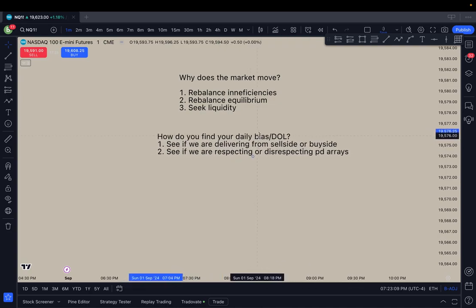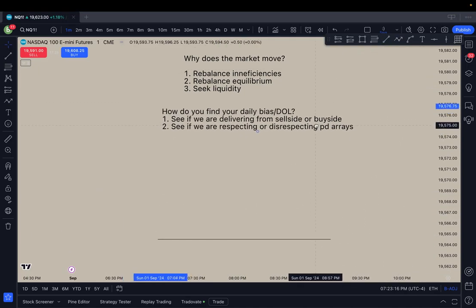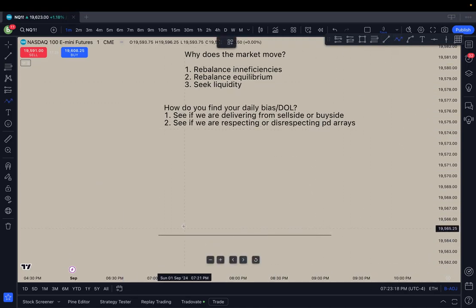Okay. So let's go over this in a little chart form. Let's say, for example, we have just swept sell side liquidity, right? We just swept sell side liquidity.